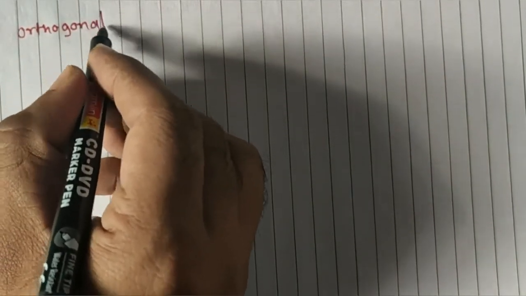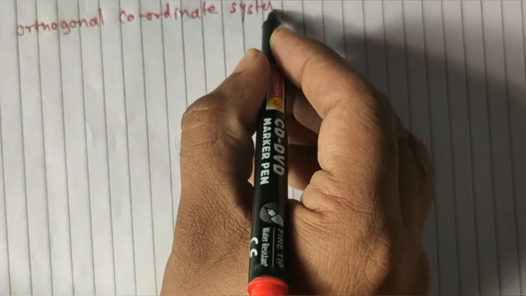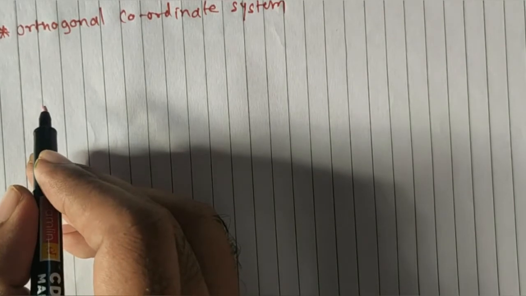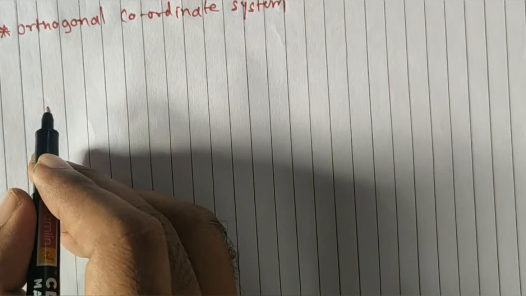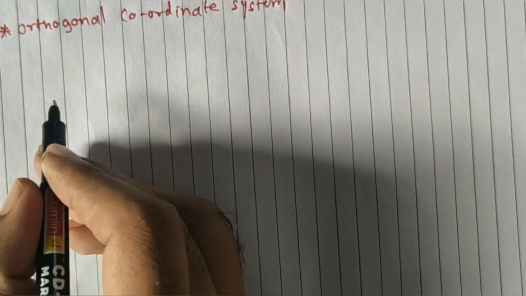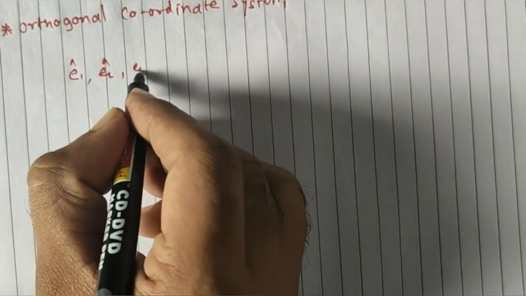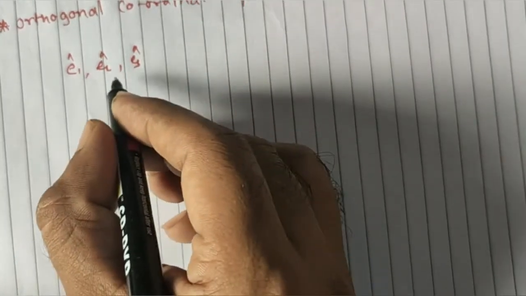Now we will think about orthogonal coordinate system. The coordinate system for which the tangents to the coordinate curves are mutually perpendicular to each other is called orthogonal coordinate system. So in this coordinate system, unit vectors, you can say e1 cap, e2 cap and e3 cap, are perpendicular to each other. Now these are the unit vectors. So let us think about a dot product between them.